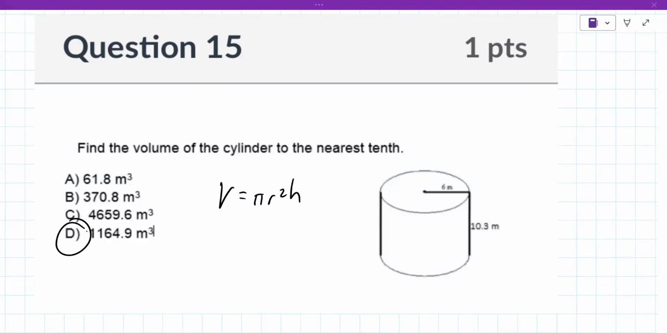All right. So we're about halfway through these. How are you feeling about it? I'm feeling pretty confident. All right.